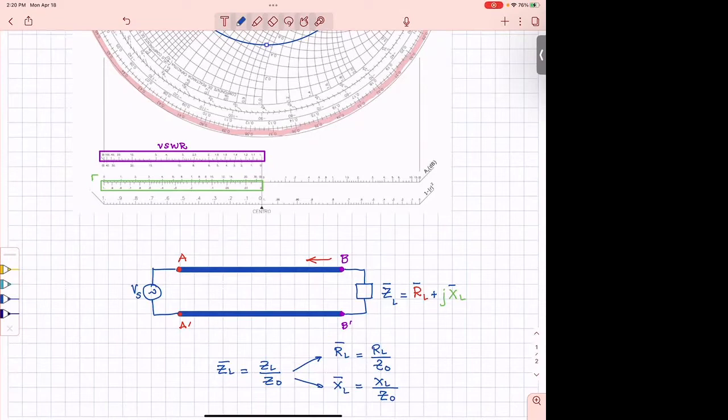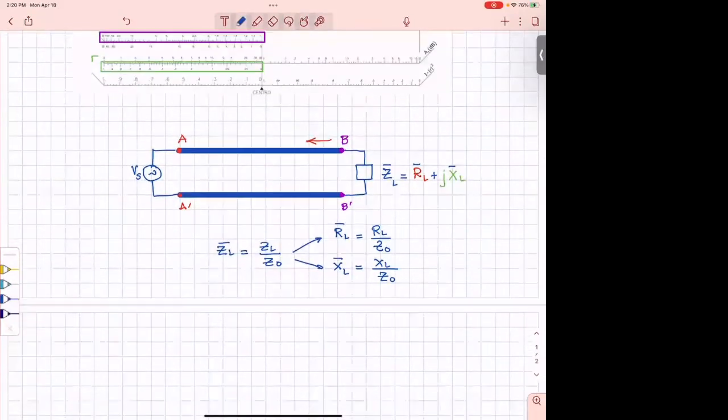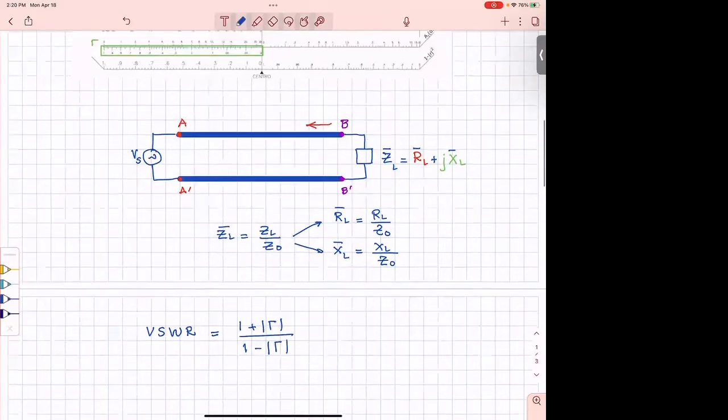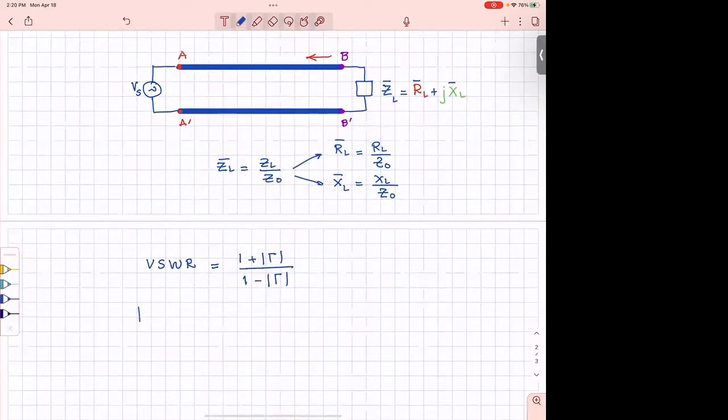Let's start with the VSWR. Do you remember how we calculate VSWR? It is a ratio. The VSWR on this line is what? 1 plus the magnitude of the reflection coefficient over 1 minus the magnitude of the reflection coefficient, at whatever point of the line you are. What did we say about the magnitude of the reflection coefficient?